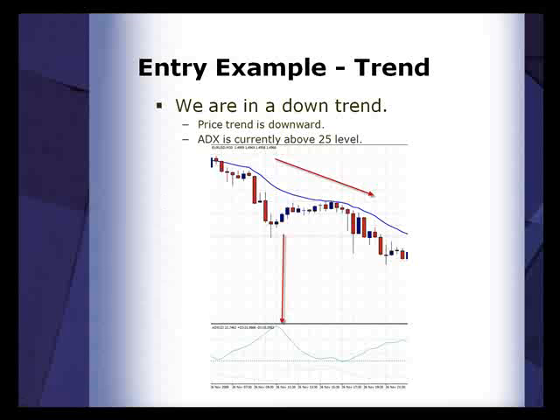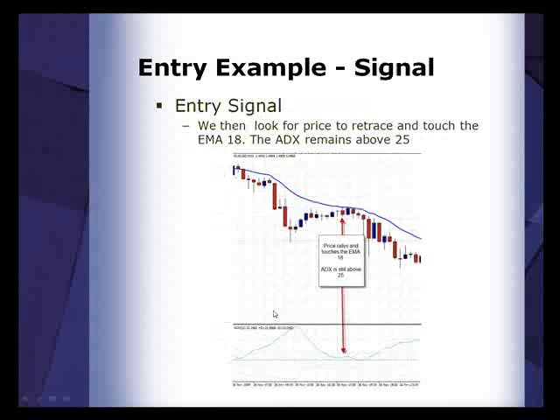First step, we need to determine that we are in a downtrend, so price movement must be downwards, and the ADX must be above the 25 level. So we've got a downward price movement here, and the ADX is above the 25. We then look for our entry signal. We look for the price to retrace and touch the EMA 18, and the ADX must remain above the 25 level when it does so.